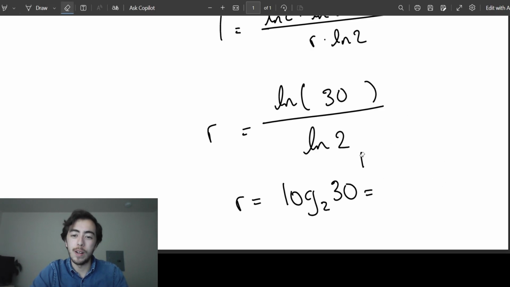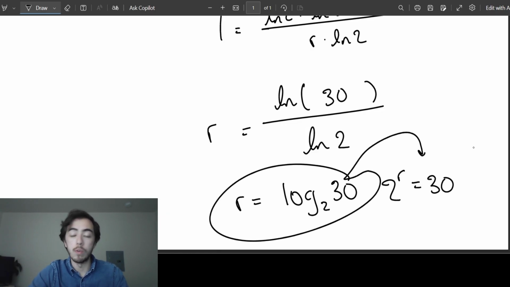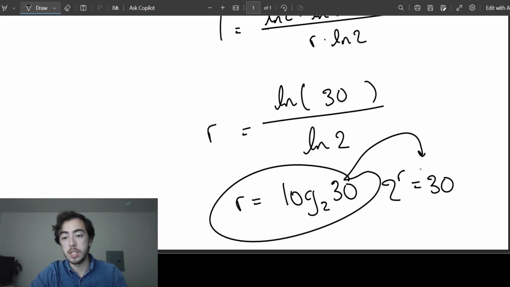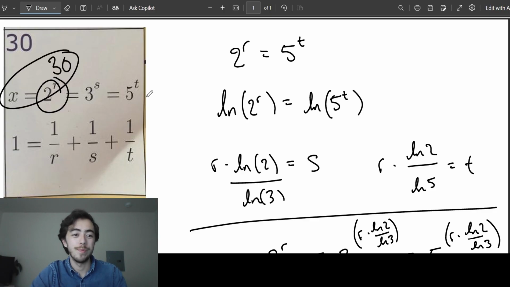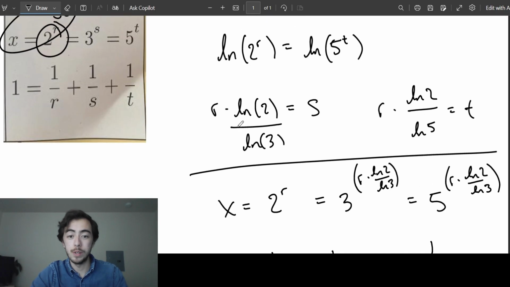But I don't think the approximate value really matters for this problem. r is the precise value such that when I raise 2 to the power of r, I get 30. That's kind of the meaning of this equation. We can rewrite it as an exponential equation where 2 is our base, r is our exponent, and 30 is our result. So 2 to the power of r has to be 30. So x is 30 for today. So there is our solution.